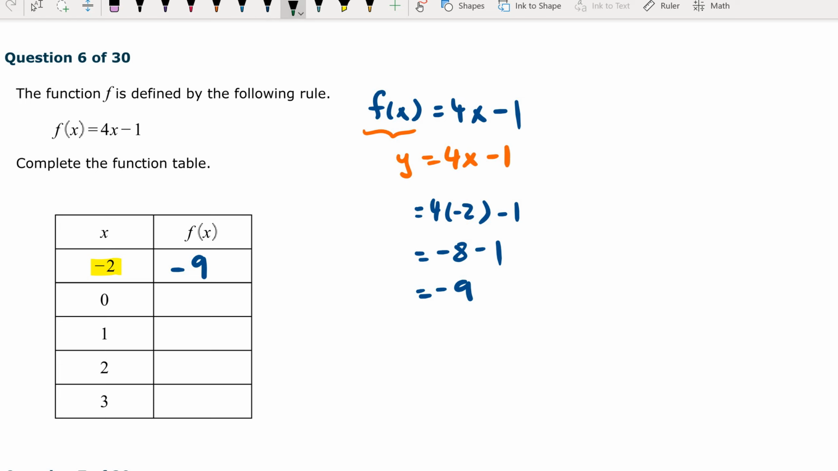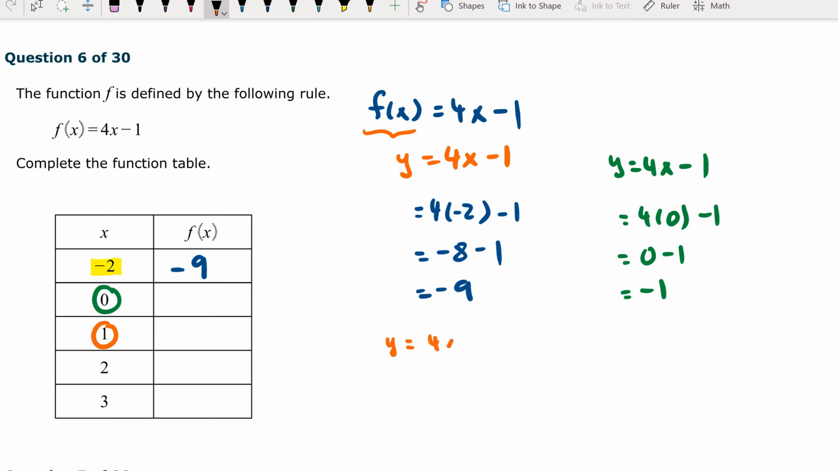Alright, same thing for the next point. Y equal to 4x minus 1. This time we plug in 0. So 4 times 0 minus 1 would be 0 minus 1, which is negative 1. Next one, we're going to plug in 1. Y equal to 4x minus 1, which means 4 times 1 minus 1. 4 minus 1, which is 3.